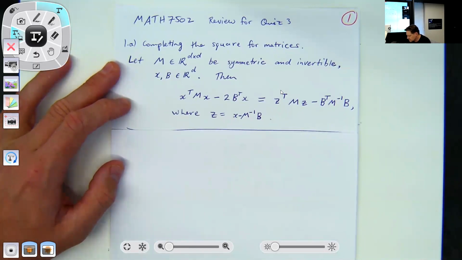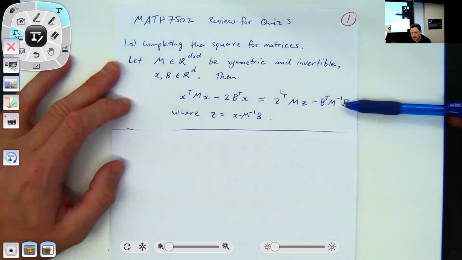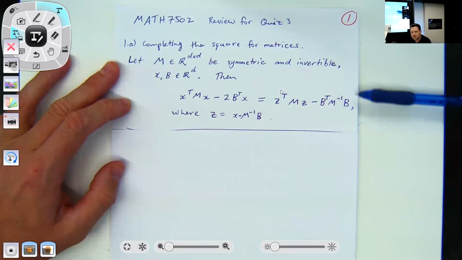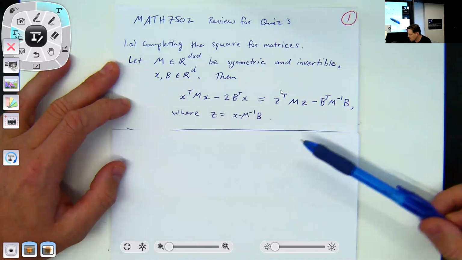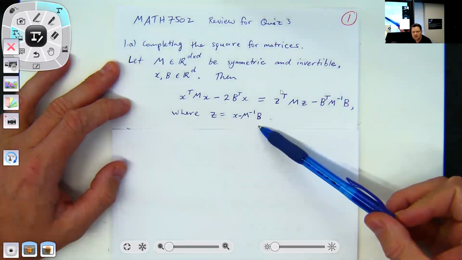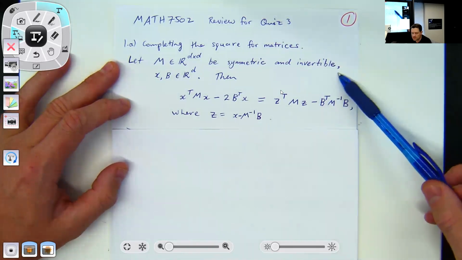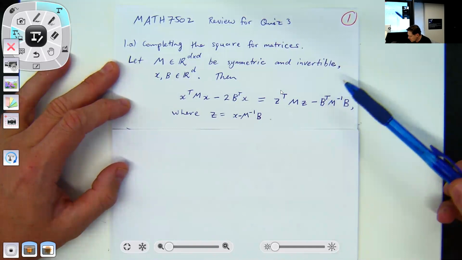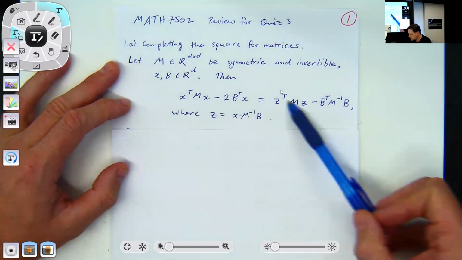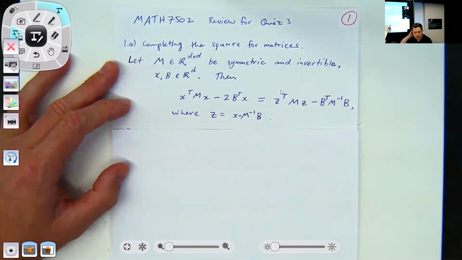So we've got to basically show that these two lines are the same, or left and right are the same. I've compressed it a little bit in saying where Z is equal to X minus M inverse times B. We've assumed that M is invertible here. Otherwise, this part of it is a little bit lengthy, and I wanted to be able to fit it all there. So this is what we're going to do.